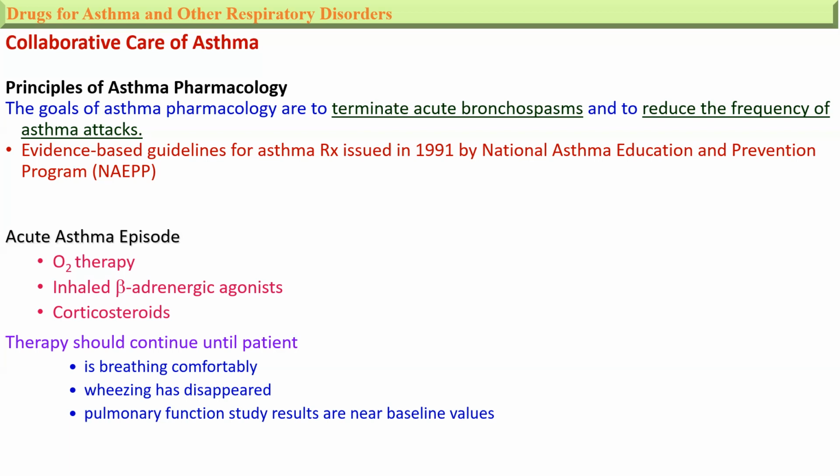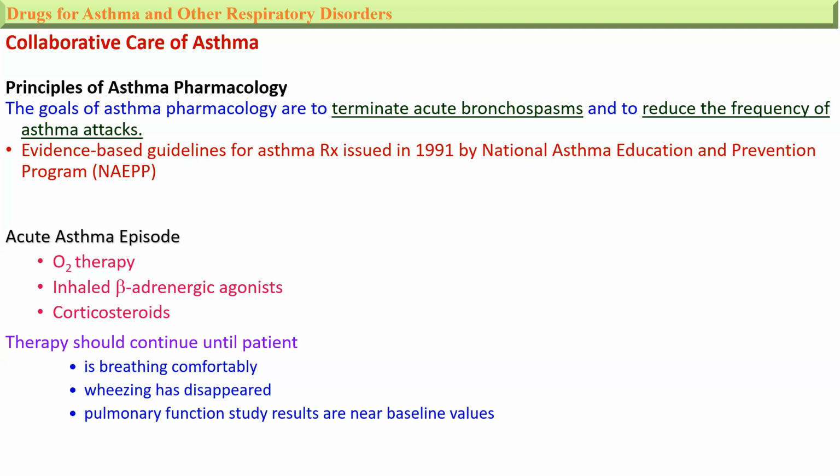And we have three general categories. In the first category, we incorporate four components of care: medications, patient education, environmental control measures, and management of comorbidities. The next strategy is to initiate treatment based on asthma severity. And the third one is to adjust the treatment based on asthma control.